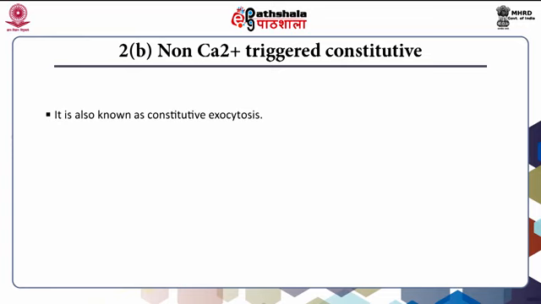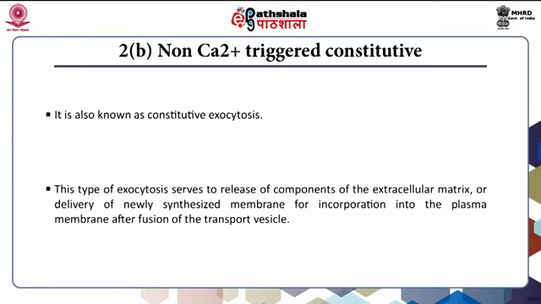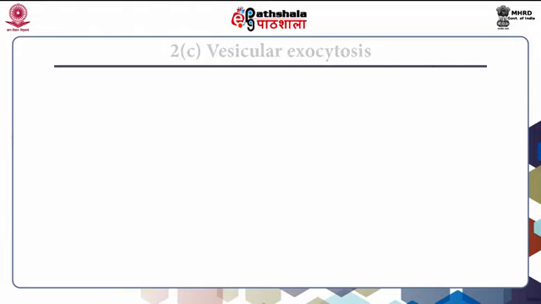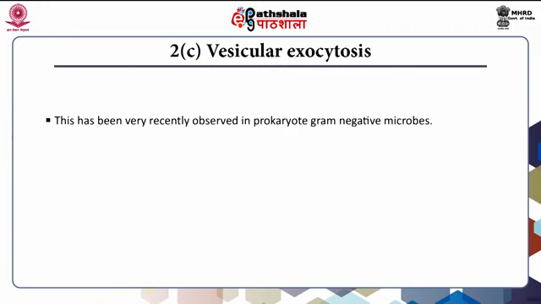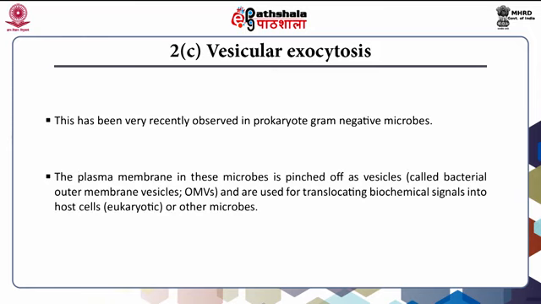This type is also known as constitutive exocytosis. This type of exocytosis serves to release the components of the extracellular matrix or delivery of newly synthesized membrane for incorporation into the plasma membrane after fusion of the transport vesicle. This third type of exocytosis has been very recently observed in gram-negative microbes. The plasma membrane in these microbes is pinched off as vesicles called bacterial outer membrane vesicles or OMVs and are used for translocating biochemical signals into host cells, eukaryotic or other microbes. Though these are transferred as bacterial outer membrane vesicles, this mode of exocytosis is known as vesicular exocytosis.